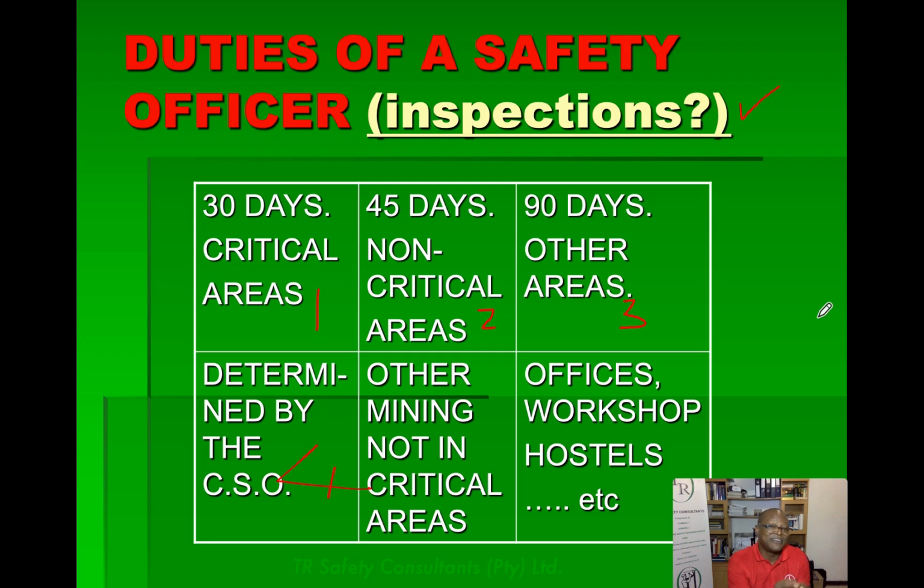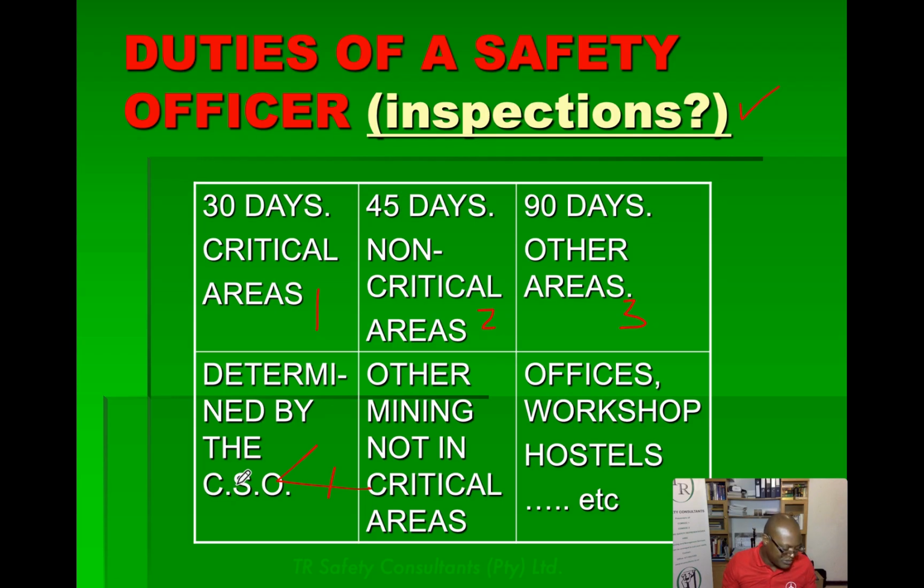So those are critical areas. They must do their risk profiling at that level. Non-critical areas, 45-day areas. Other areas, 90 days, determined by the chiefs. That is what you do. That is all you need for answering this objective.